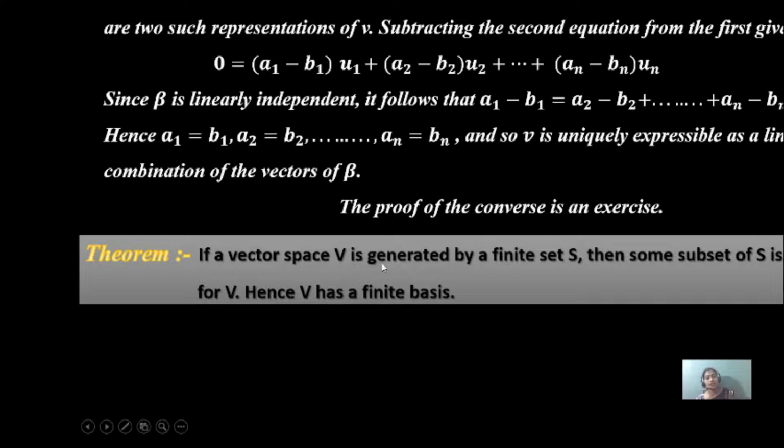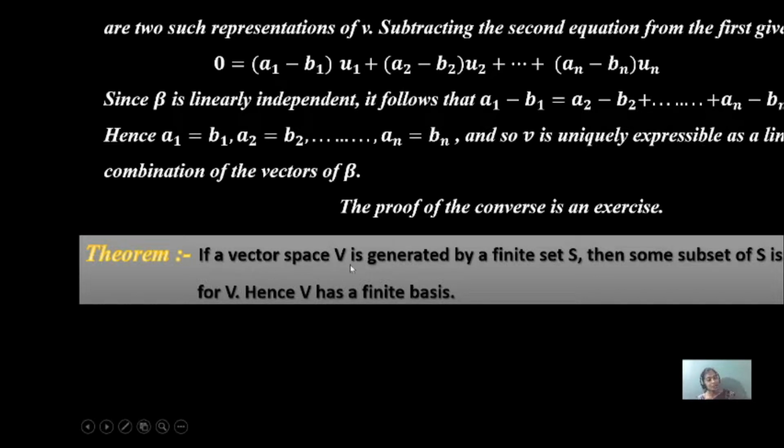If a vector space V is generated by the finite set S, then some subset of S is a basis for V. Hence, V has a finite basis. Okay, what will we say about this theorem? Suppose that the vector space V is generated by the finite set S, which is called a finite set, not an infinite one. Then some subset of S, where set means a group and subset means a part of it, they both will generate this value. Then some subset of S is a basis for V. Hence V has a finite basis.